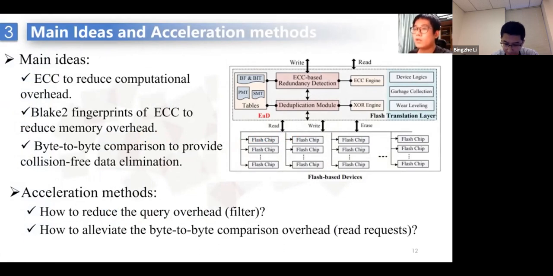EAD consists of two main functional modules, ECC-based redundancy detection and deduplication engine. ECC-based redundancy detection is responsible for detecting possible redundant data chunks. The deduplication engine is responsible for verifying whether a data chunk with a matched block 2 fingerprint is redundant or unique.